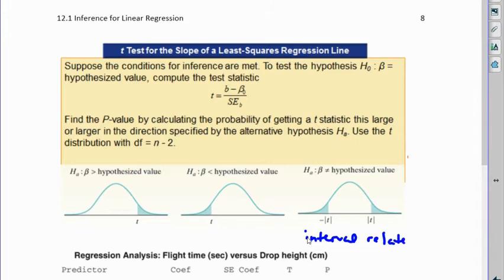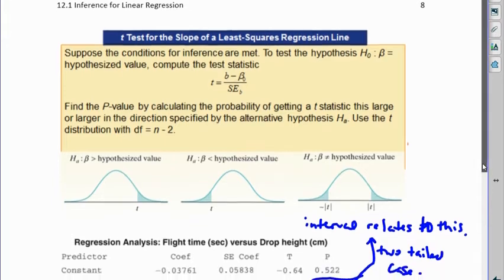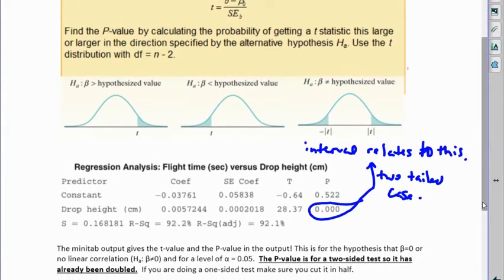So now we're going to do a t-test for the slope of the least squares regression line. And the interval that we were just doing relates to the two-tailed situation where beta is not equal to the hypothesized value. And that's what the Minitab output is going to follow as well, this two-tailed situation. You could do a test of greater than or less than, greater than being a positive slope, less than being a negative slope. And we have our t-test statistic with degrees of freedom of n minus 2.